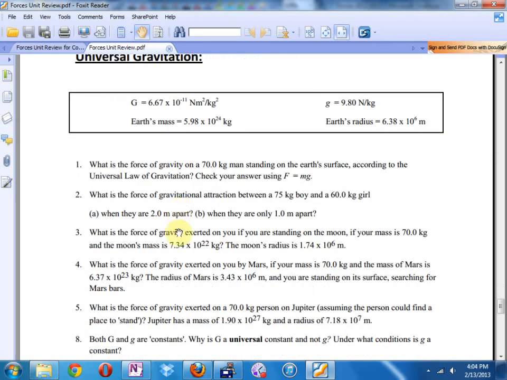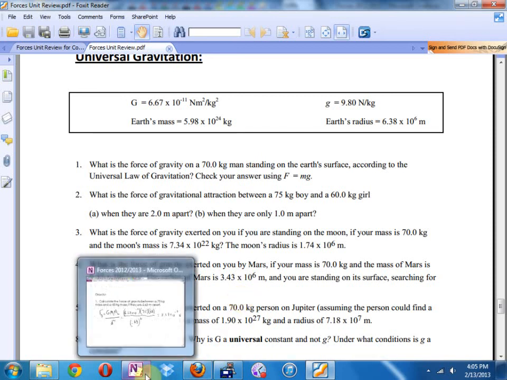I just did. What's it asking you to find in number 4? What's gravity? Then there's the radius of Mars, and that's the distance squared. It's the same question, just bigger numbers. Is that what you're stuck on? No, just the radius and the mass. Okay?